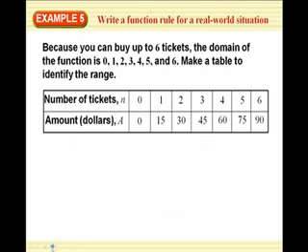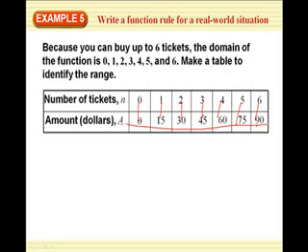So check this out, we make a table of 0 through 6. 0 tickets cost us $0. Looking right here, 0 tickets cost $0. 1 ticket's 15, 2 tickets are 30, 3 tickets are 45. Notice up here you're just taking the number of tickets times 15 to get the dollars. Okay, so there's our table.